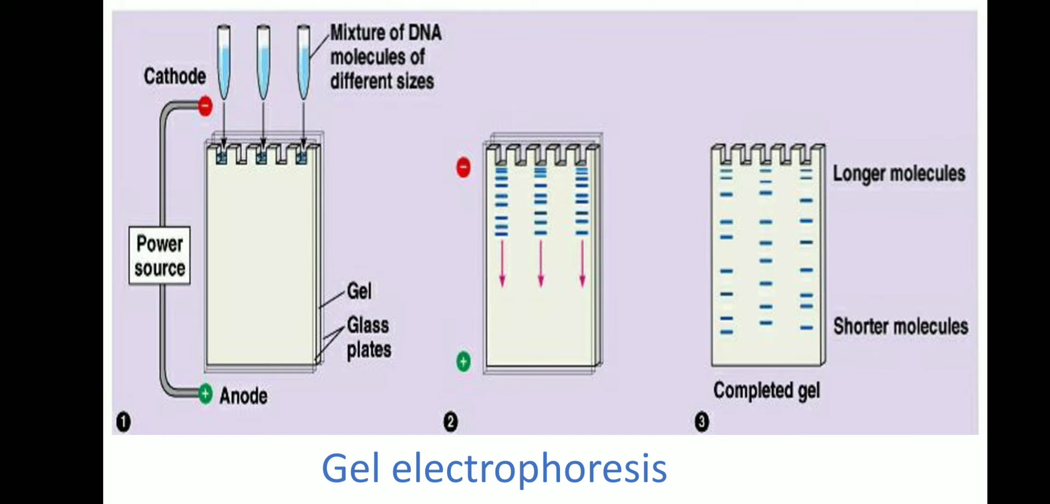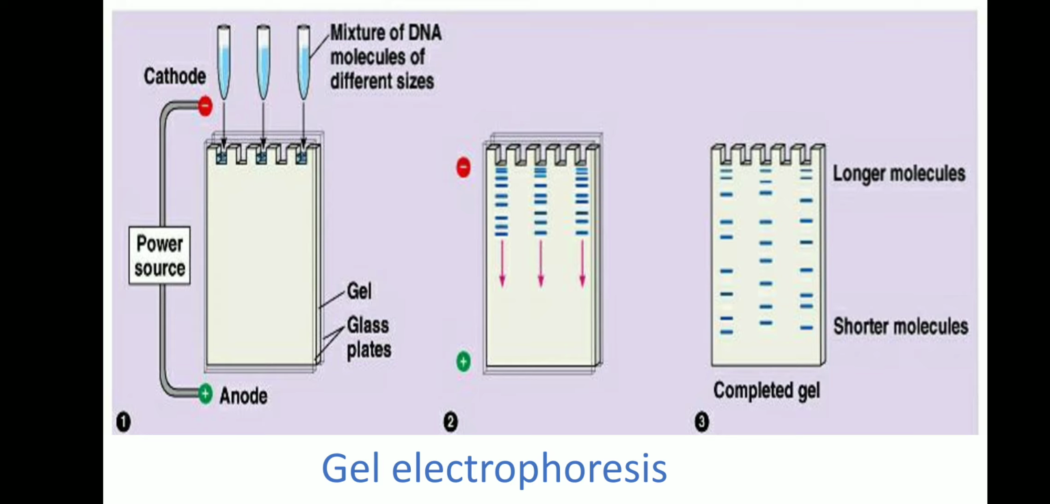What is electrophoresis? Gel electrophoresis is a technique to separate the DNA fragments according to their size. So what is gel electrophoresis? It is a technique in which the DNA fragments are separated based on their size. How does this process occur?